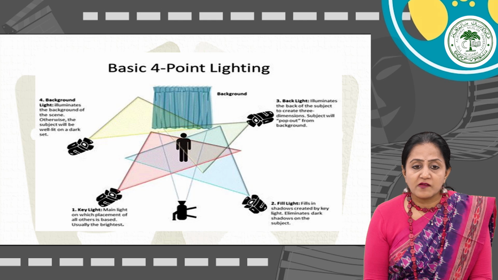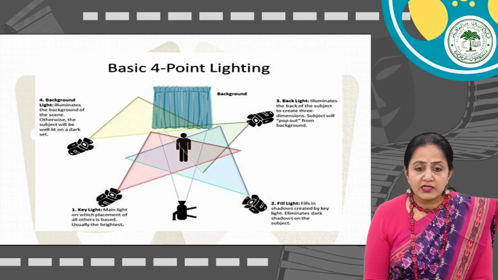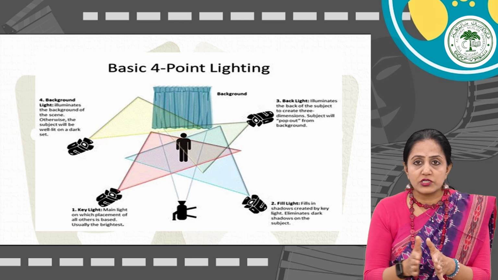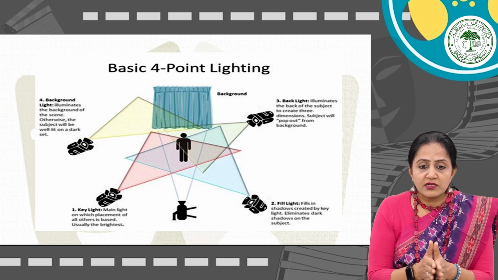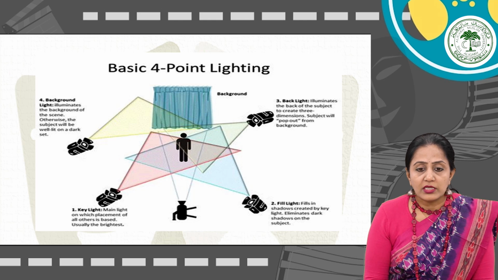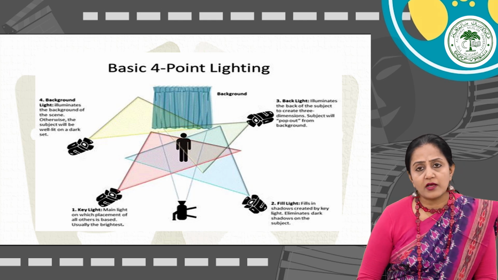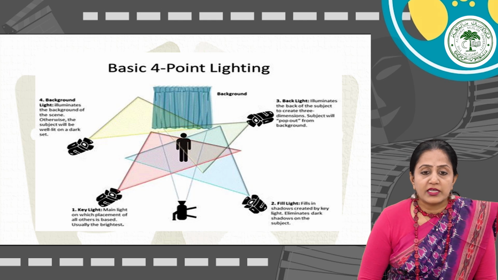Then the second is fill light. That is, it fills in shadows. Because shadows have to be countered on the stage, it fills in shadows created by the key light, and it eliminates dark shadows on the object. So there are no very dark shadows.